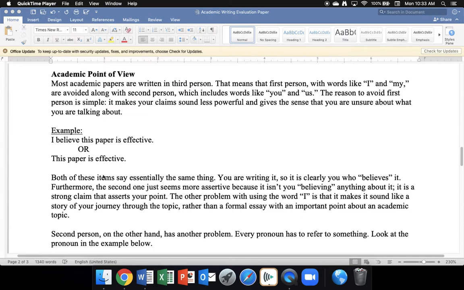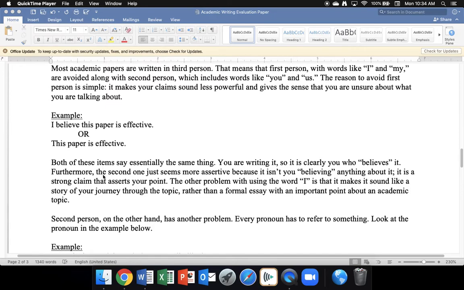And so you don't need to have any first person, and in fact you should not have I or my at all in the evaluation paper. Now eventually we will have some personal narrative, we will have some essays in a format that does lend itself to I and my, but for now you should be in third person.